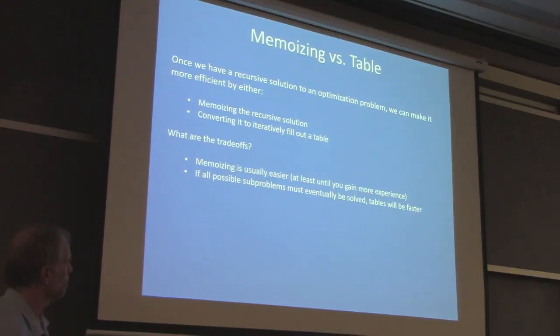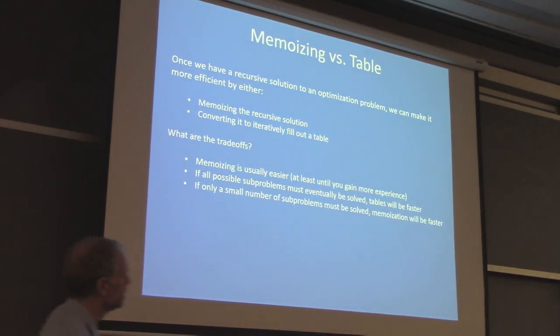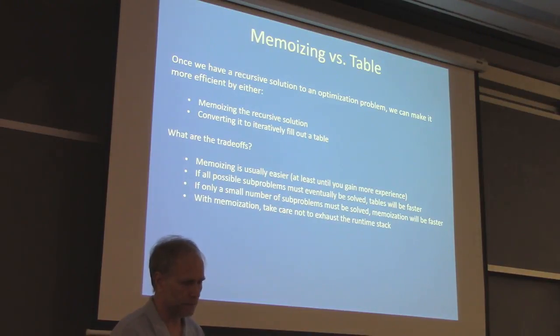If all possible subproblems must eventually be solved, tables are going to be faster because you eliminate the recursion overhead. And like we just saw, if only a small number of subproblems must be solved, memoization will be faster, as long as you don't blow the stack.